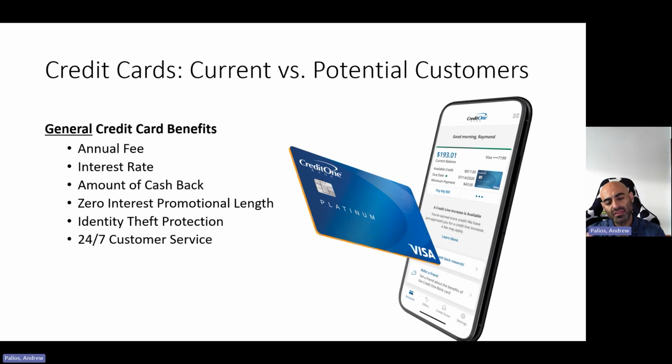That is, identity theft has become something so big that it has become a general credit card benefit across the board in the credit card industry. Where at one point in time, maybe it was only Visa that offered this, or maybe it was only American Express, something of that nature.